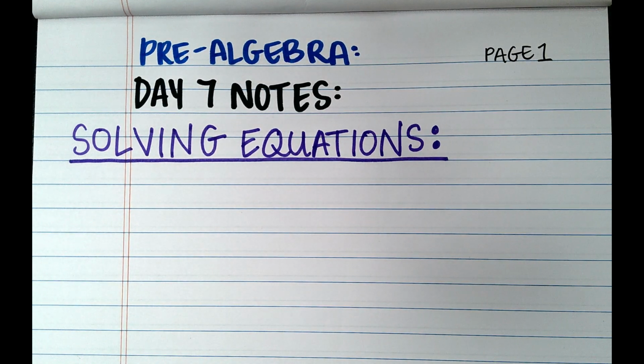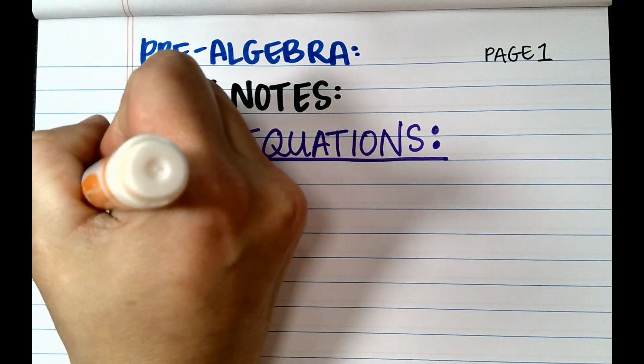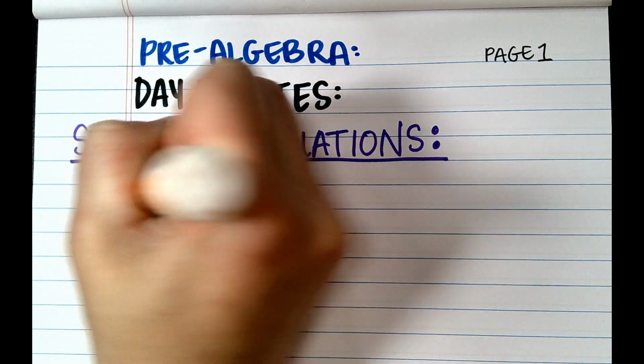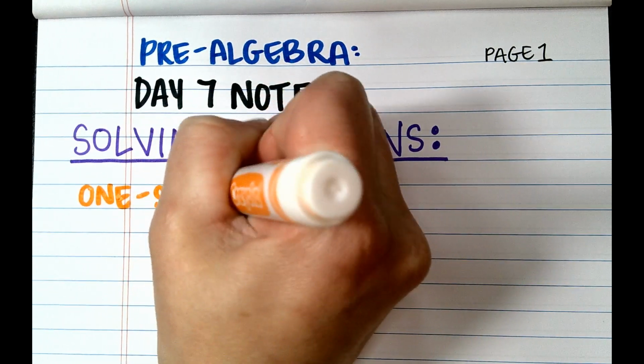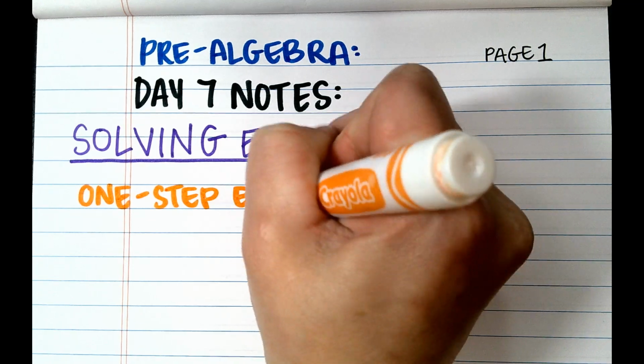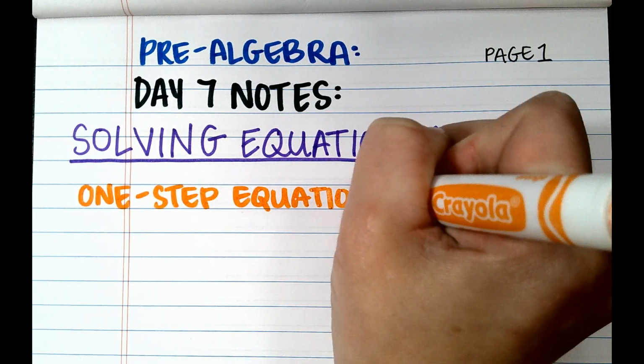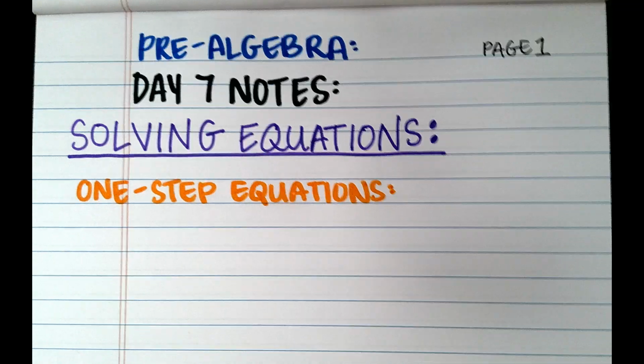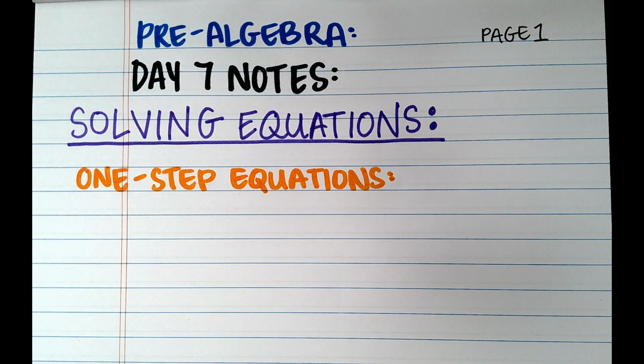The second little title I'm going to put under here is one step equations. We're going to build our way up. We're going to remember what a one-step equation is. Then we're going to do a two-step equation. And by the end of today, I want you to be able to do a multi-step equation where you do more than two steps. I think we can do it.